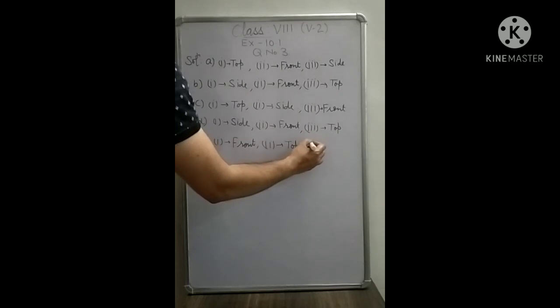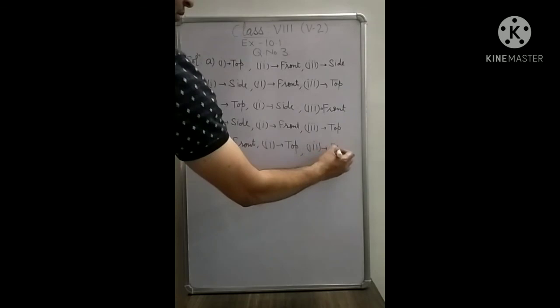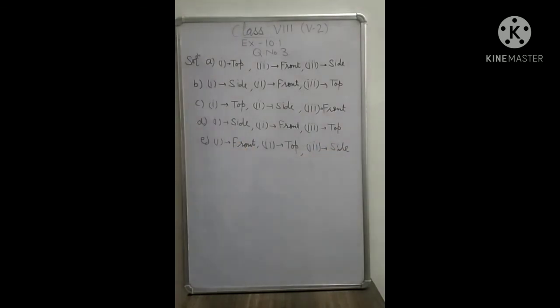Now see the third part. In the third part, 2 in the bottom and 1 on the side. So this is your side view. So here this question is complete.